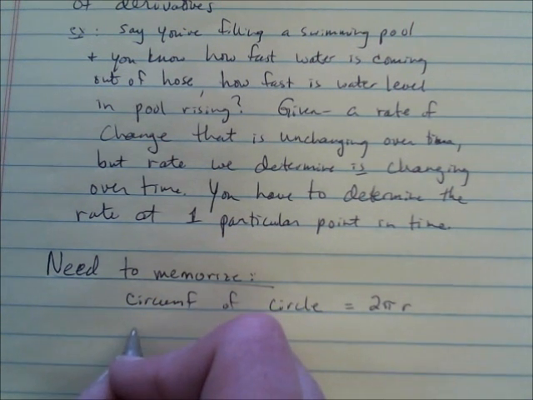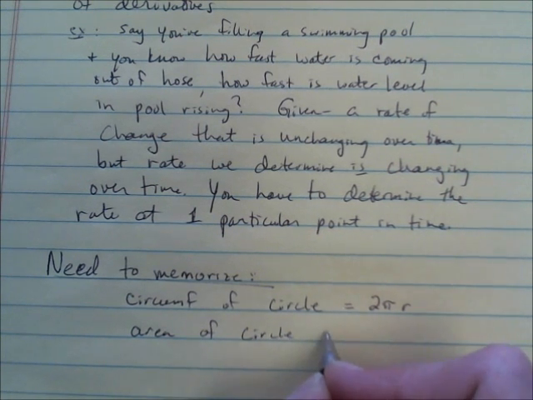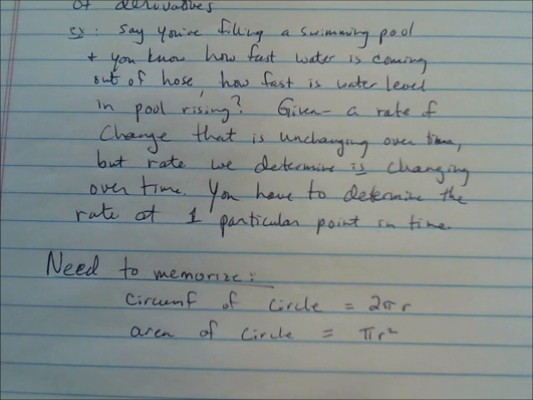You also have to know the area of a circle. And you probably are all saying, oh, that's easy. That's pi r squared. And you have to know a lot of different volume formulas because a lot of our related rates problems talk about the volume of something.